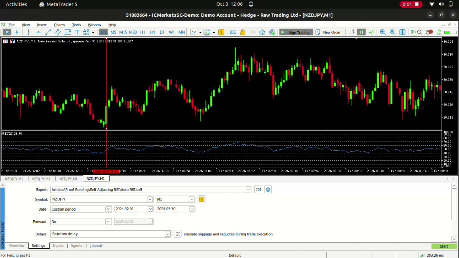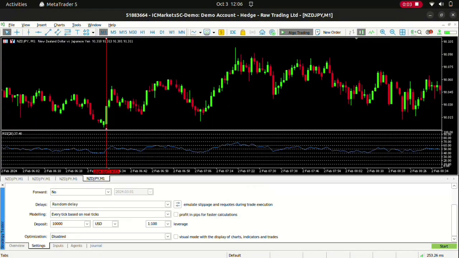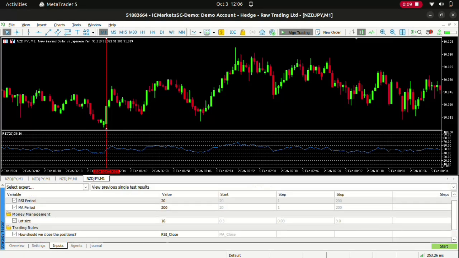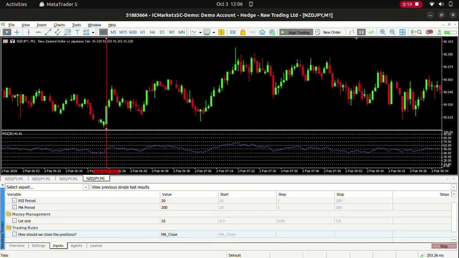Okay, let's backtest our strategy and see how it performs on a real use case. These are the parameters I'm testing it with. I'm setting the RSI to 20, the moving average to 200, lot size to 10, and I want it to close using the moving average. So let's see how it goes.